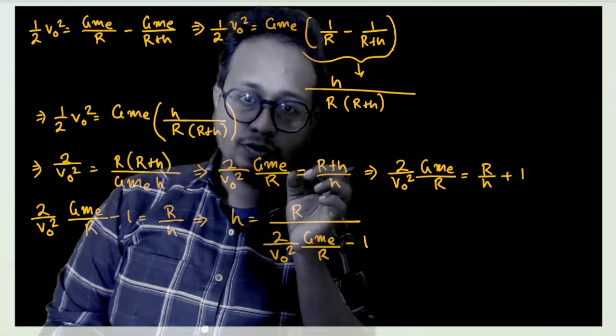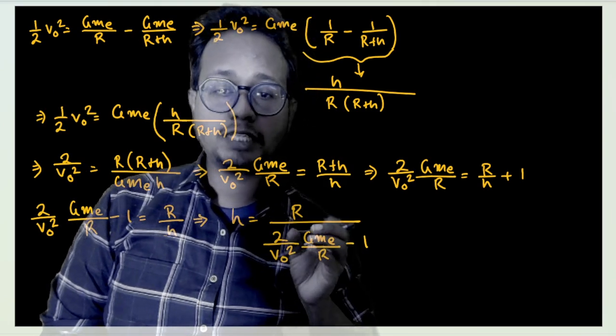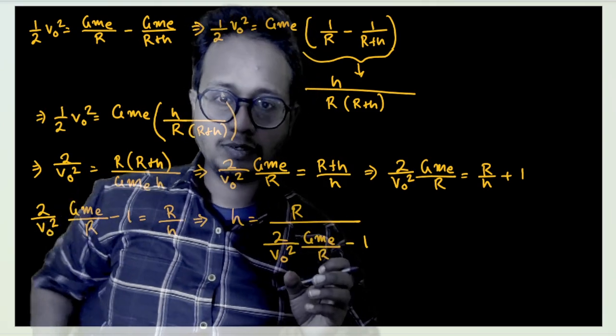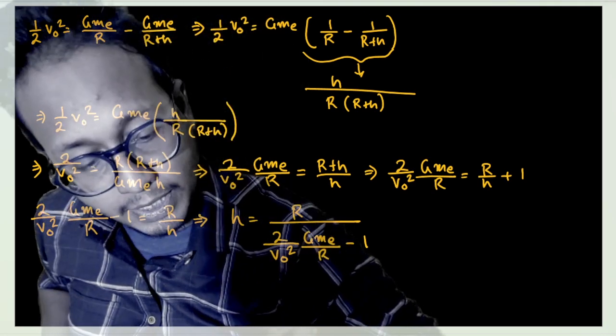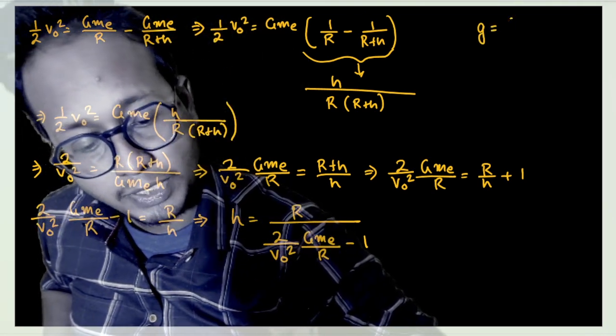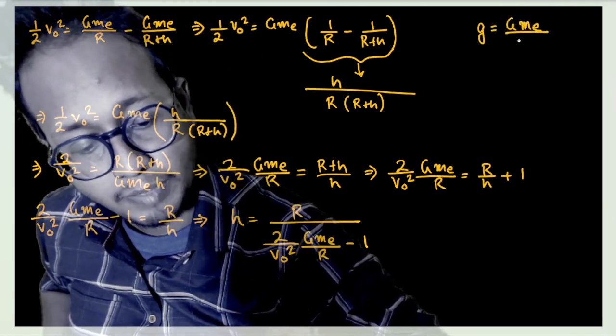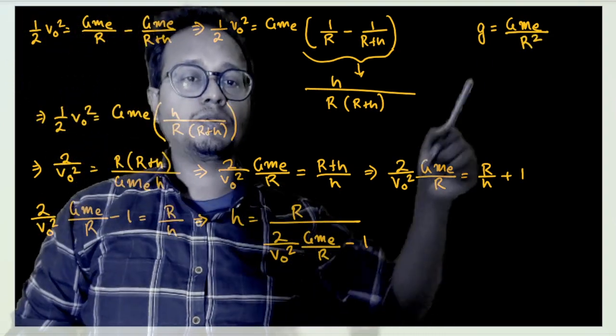But in the back of Irodov, this answer is given in terms of g, or acceleration due to gravity on the surface of Earth, which is 9.81 meter per second square. So what is the value of 9.81? We know that it is nothing but G mass of Earth divided by radius of Earth square, isn't it? We know this value.